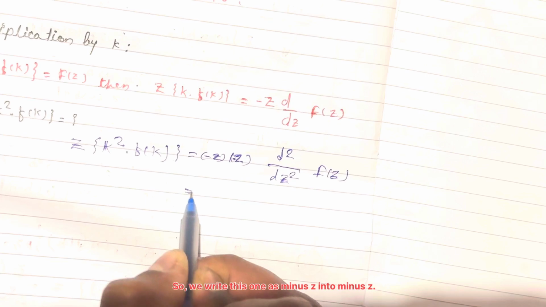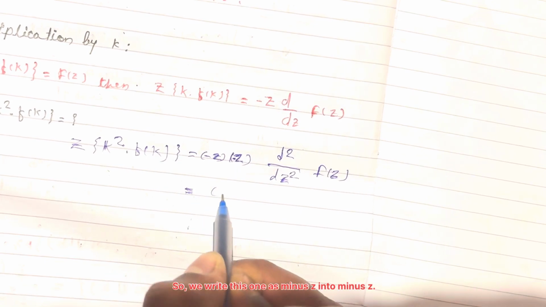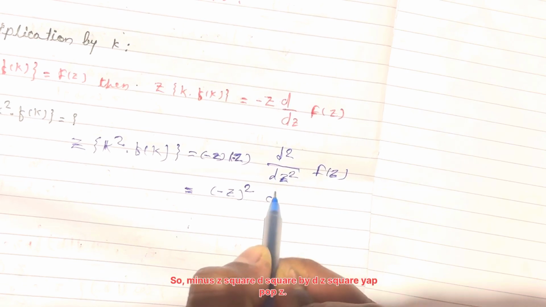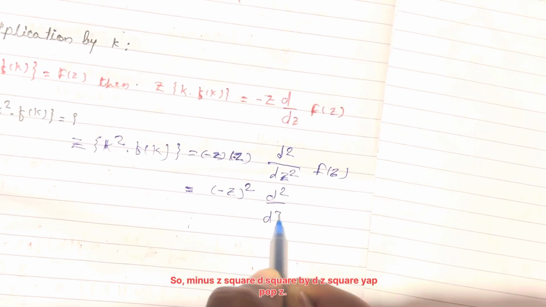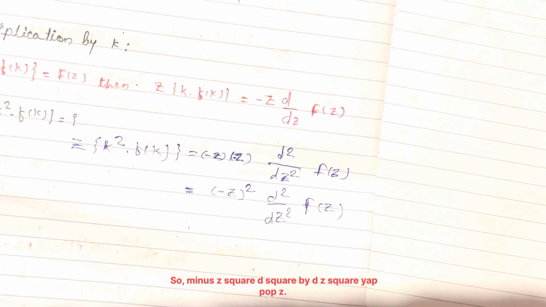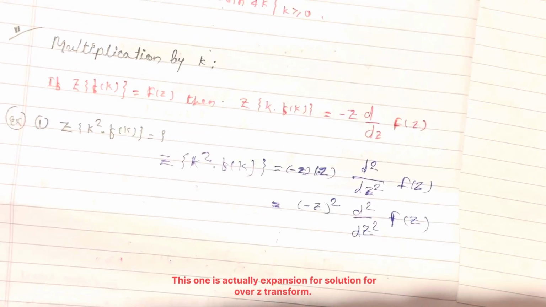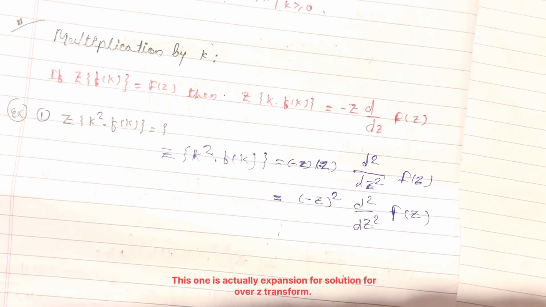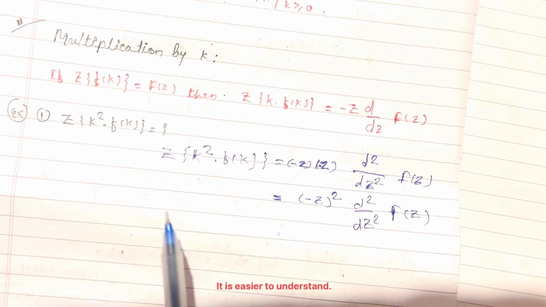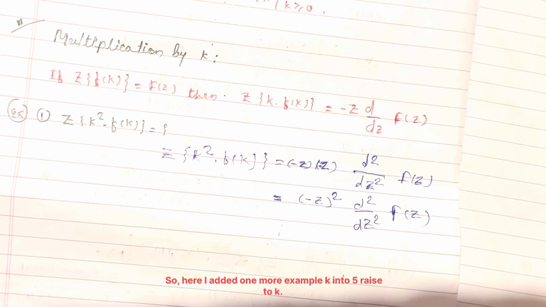So we write this one as minus z into minus z, that means minus z two times, minus z square d square by dz square f of z. This one is actually the expansion for the solution of our z transform. See that I applied the multiplication property for this example. It's way easier to understand. Yes, so we go for more examples.